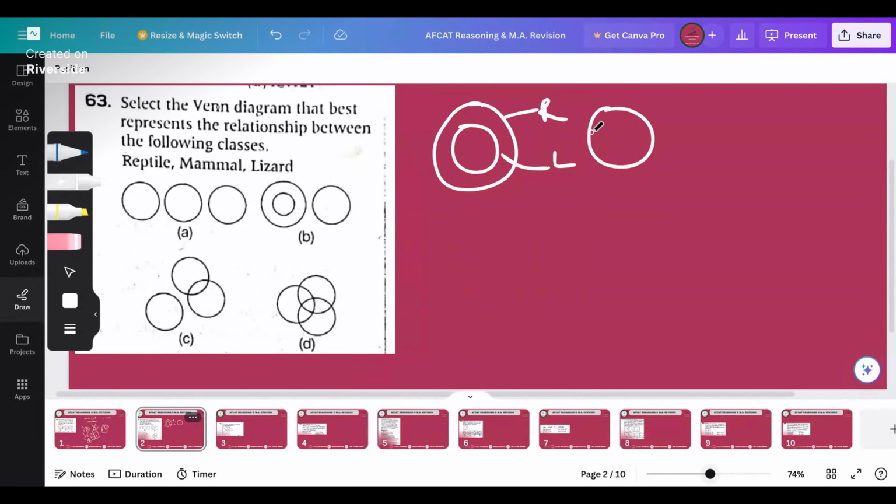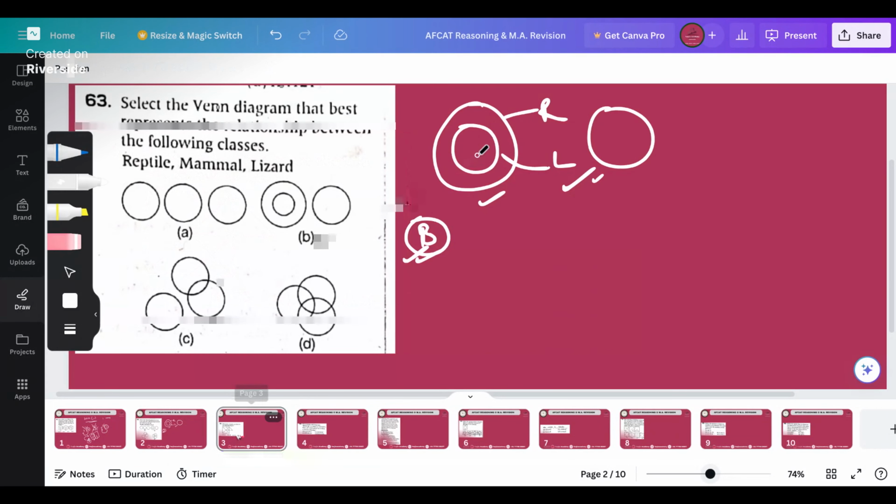Who are mammals? Human beings are mammals. Reptiles will have how many chambers of the heart? 3 or 4, right? Only the crocodiles will have 4, and all the others have 3. Mammals have a 4 chambered heart. Remember that, helpful for you in your GS. So this is the exact relationship between reptile, mammal, and lizard. We'll go ahead with option B as the correct answer. Right, ladies and gentlemen, easy one. Let's move on to the next question.